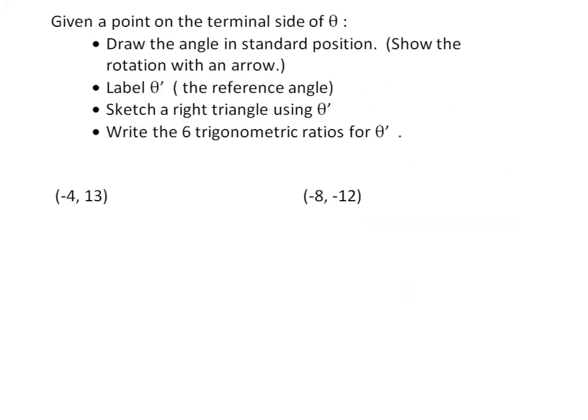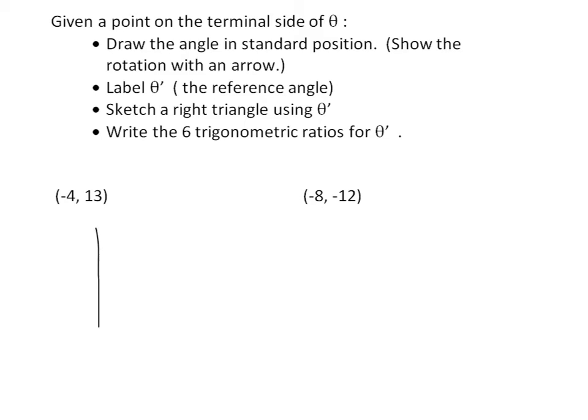For these examples, we are going to say that given a point on the terminal side of theta, we're going to draw the angle in standard position, and we're going to show the rotation with an arrow. We're going to label theta prime, which you'll recall is your reference angle, and that reference angle is always created with the terminal side of the original angle and the nearest x-axis. Then we're going to sketch the right triangle using theta prime as our angle, and we're going to write the 6 trig ratios for theta prime. So it's kind of putting everything together.